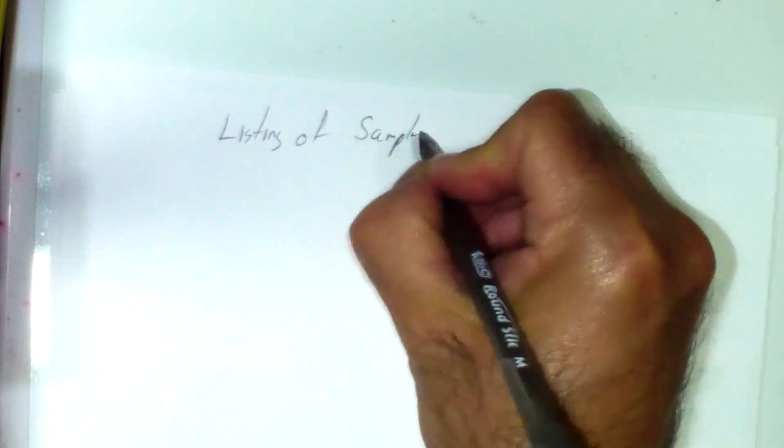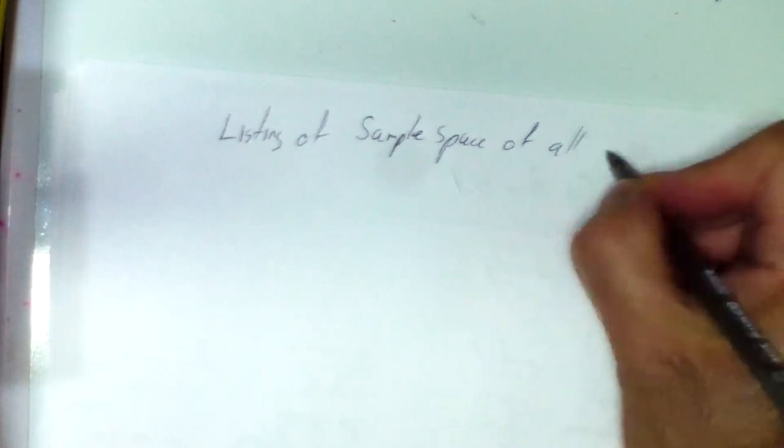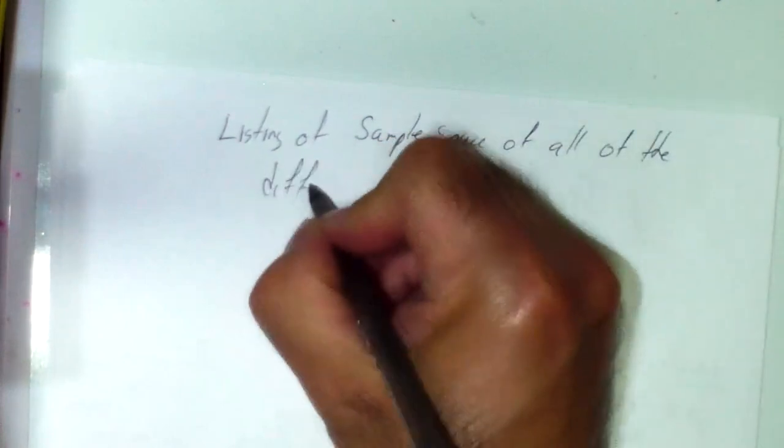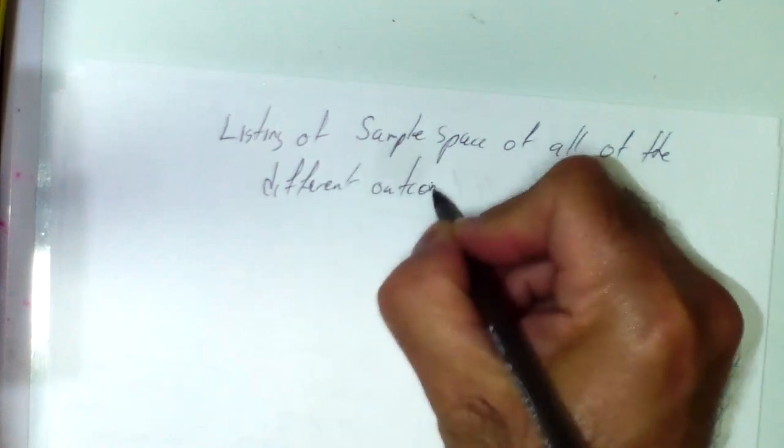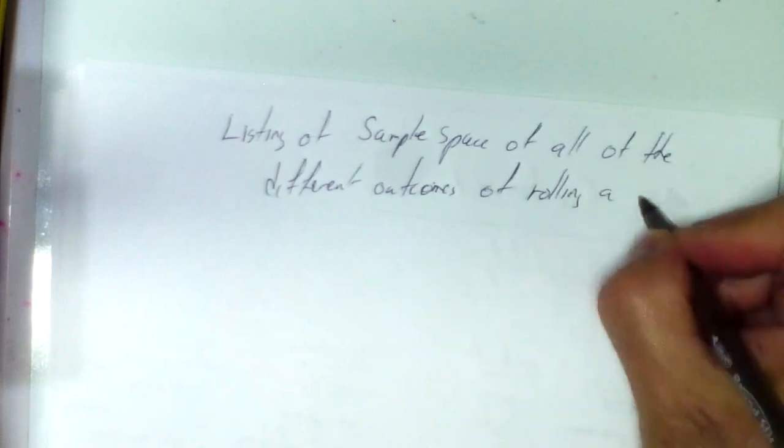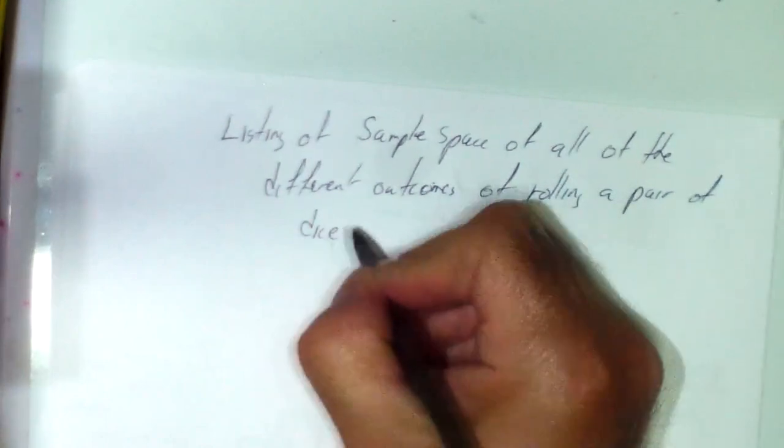So, rolling a pair of dice, I want to list all of the different outcomes that can occur when I roll my pair of dice. Notice I have an ivory one and a brown die to indicate that die number one is the ivory, die number two is the brown. So we're listing the sample space of all of the different outcomes of rolling a pair of dice.